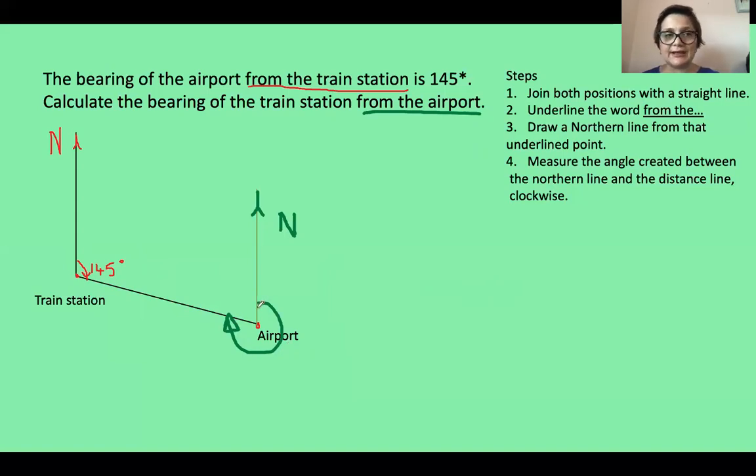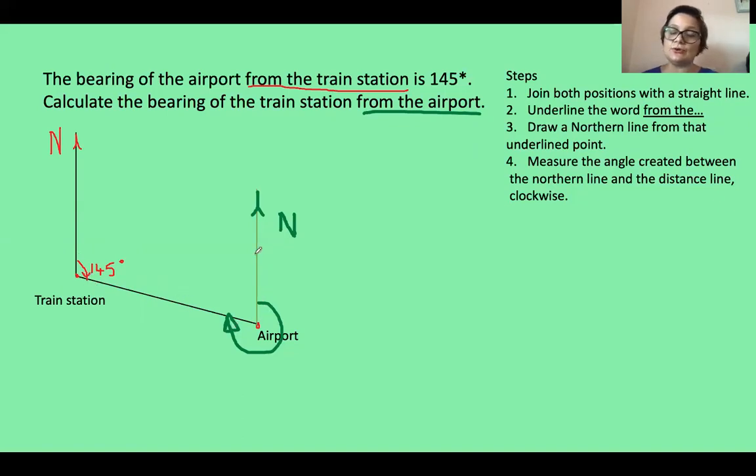Okay, so we've already followed the steps. I joined both the train station and the airport with a straight line. So this is the distance line. And I've drawn the northern lines to show where the bearing of the airport from the train station is. You see, from the train station, see the northern line, and the angle is clockwise, 145 degrees.